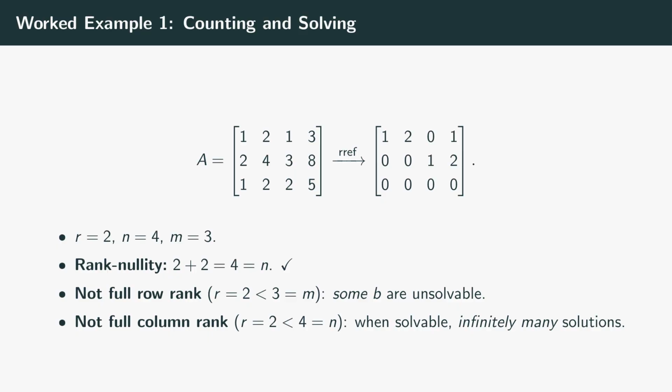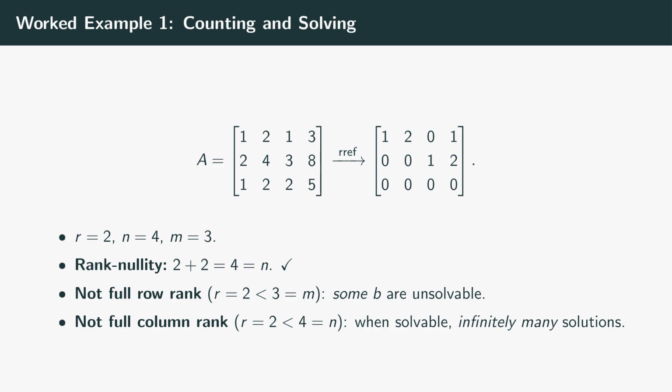Let's read all four conclusions of one matrix, the same A from last episode. It reduces to a form with pivots in columns 1 and 3, so the rank is 2. The matrix has 4 columns, so n is 4, and 3 rows, so m is 3. Check rank nullity first. The rank is 2. The nullity is the 2 free columns, and 2 plus 2 equals 4, which is n. The bookkeeping balances.